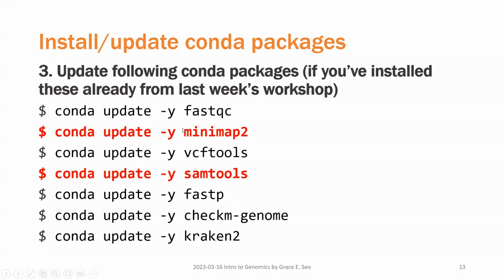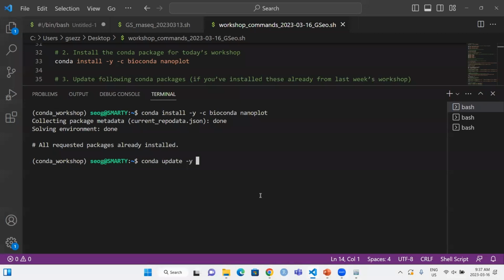So for this one, instead of specifying the channel, if you've already installed it, I found that it didn't really work when I did the -c bioconda. So here we're just going to do conda update -y Minimap 2.